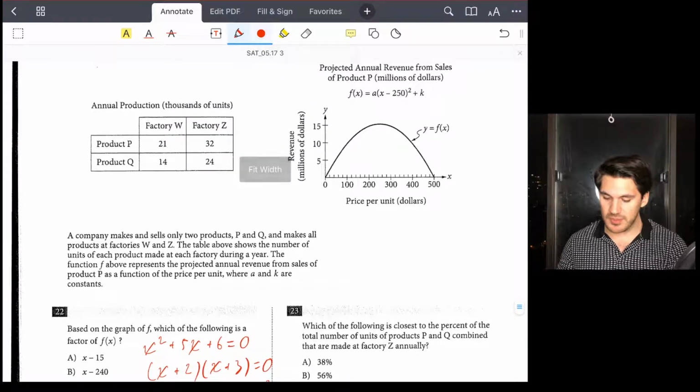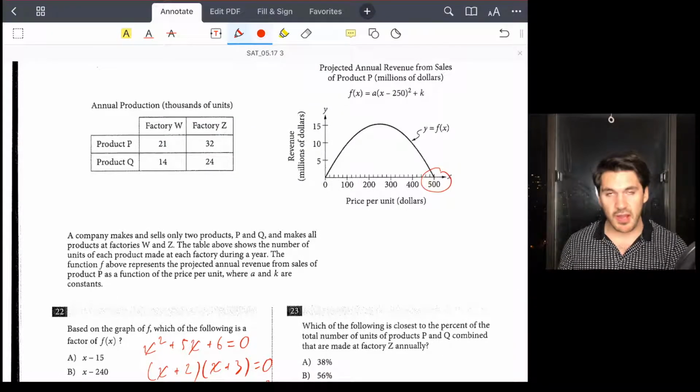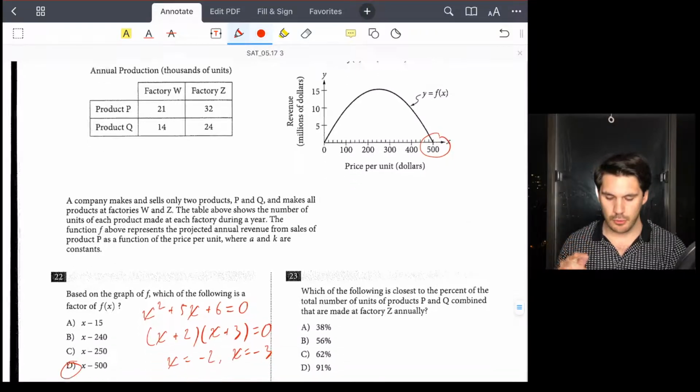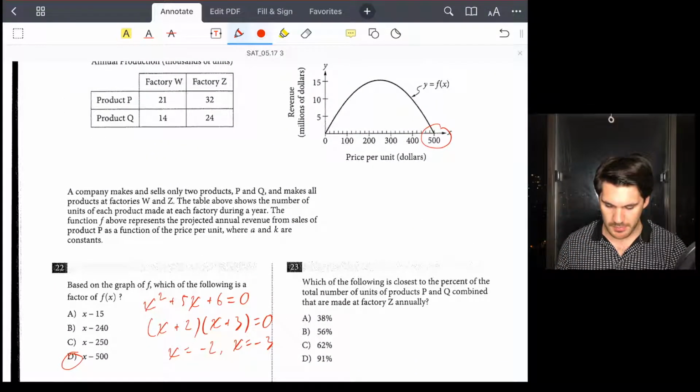It's the same thing with the second graph. When y equals 0, x was 500, right? The solution was 500. But that means that the factor was x minus 500. Okay? Cool.